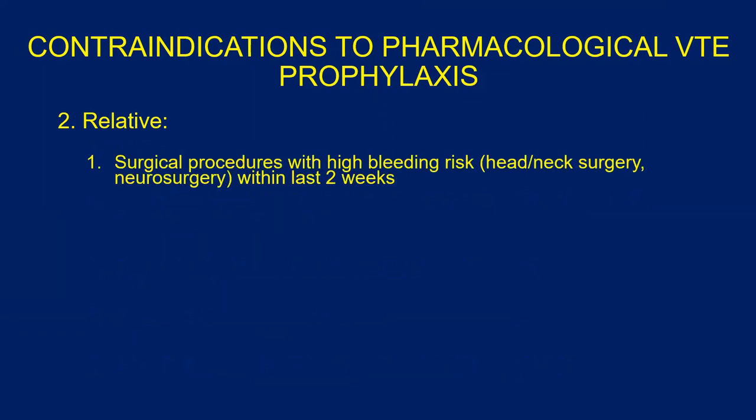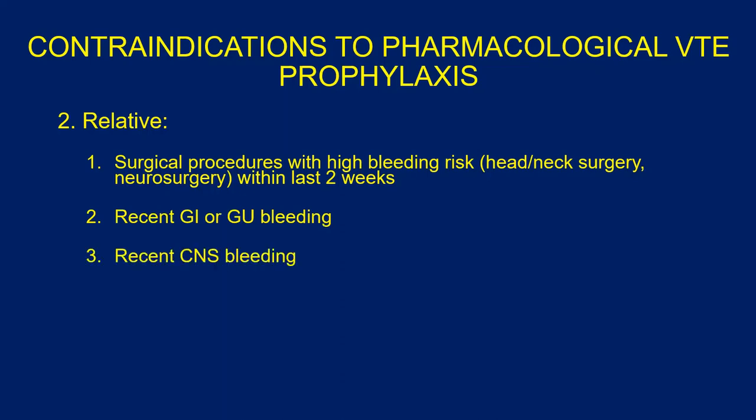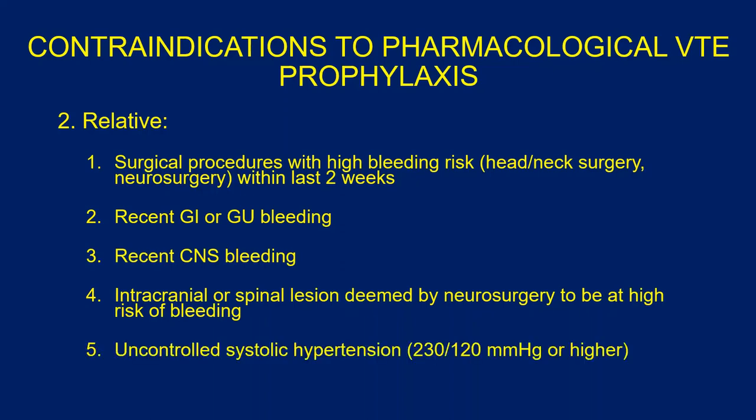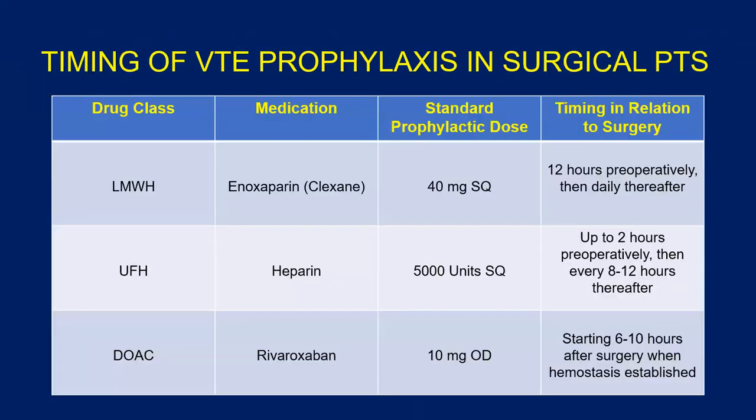What about your relative contraindications? Now, your relative contraindications are surgical procedures with high bleeding risk, so head and neck surgery or neurosurgery within the last 2 weeks, recent GI or genitourinary bleeding, recent CNS bleeding, intracranial or spinal lesion deemed by neurosurgery to be high risk of bleeding, or uncontrolled systolic hypertension with readings of 230 over 120 or higher. Those are relative contraindications to VTE prophylaxis.